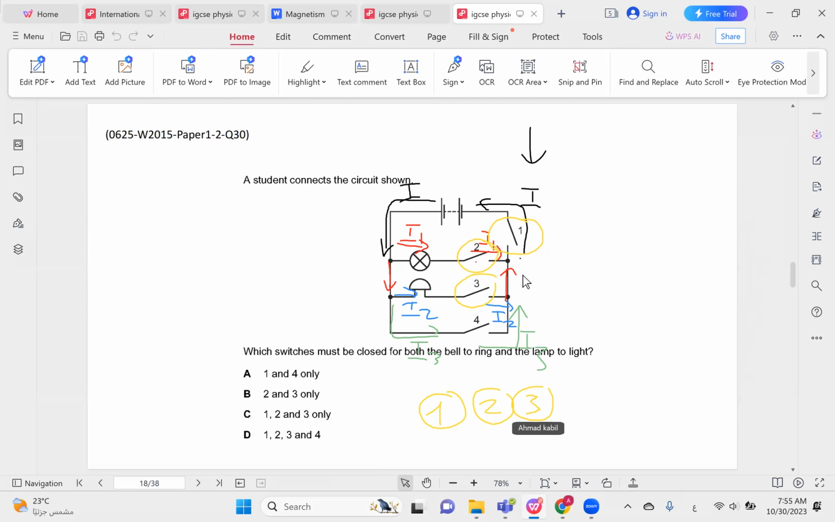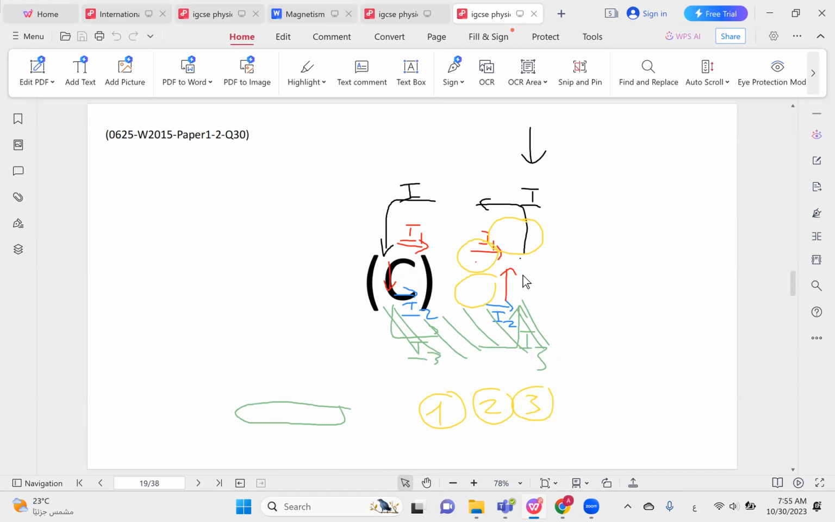The only one that I don't really care about, that I can keep open, is four, because if four is open, I3 will be zero. If I3 is zero, that doesn't really hurt me in any way, because the I1, which is passing through the lamp, is still working, and I2, which is passing through the bell, is still working. There is still current flowing in these branches. So I don't need to close switch four. I just need to close 1, 2, and 3. So the correct choice here would be choice C.